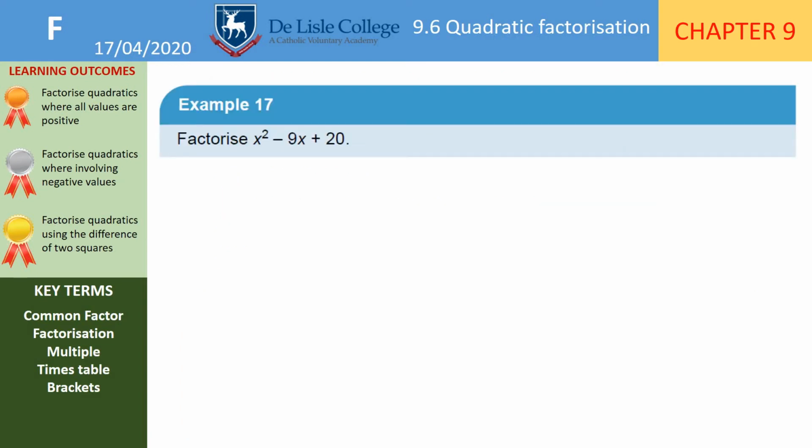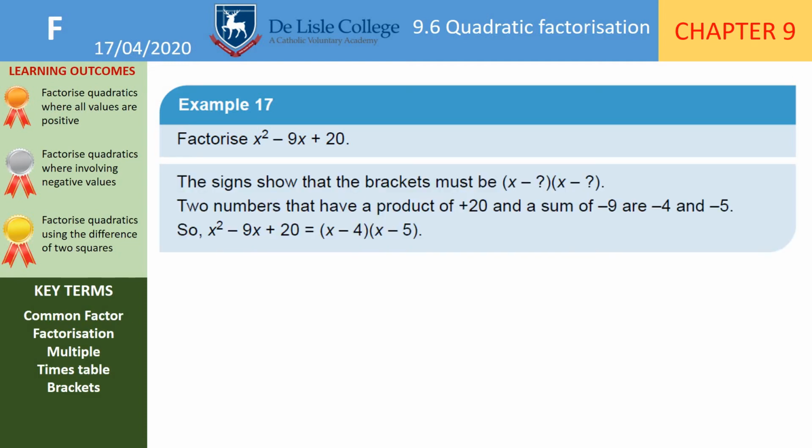Okay, so if we factorise this, we are looking for two numbers that add together to give us minus 9 and multiply together to give us plus 20. They are minus 4 and minus 5, because remember minus 4 times minus 5 does give us plus 20. So therefore they're the numbers that go in the brackets. So x squared minus 9x plus 20 is x minus 4 in one bracket times x minus 5 in the other bracket.